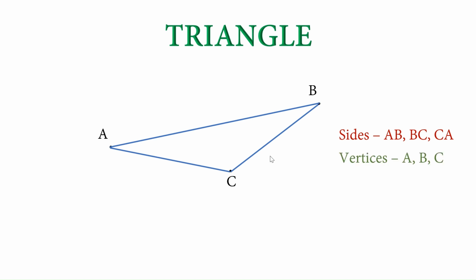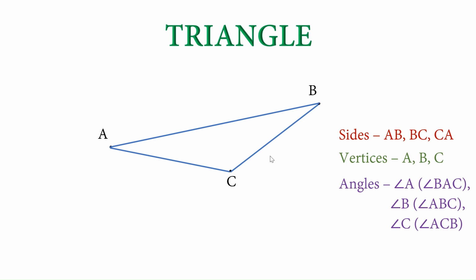Now, at these points, as two line segments have the same common point, they form angles also. So we have three angles. That is angle A, which can also be written as angle BAC, angle B, which can also be written as angle ABC, and then angle C, which can also be written as angle ACB.